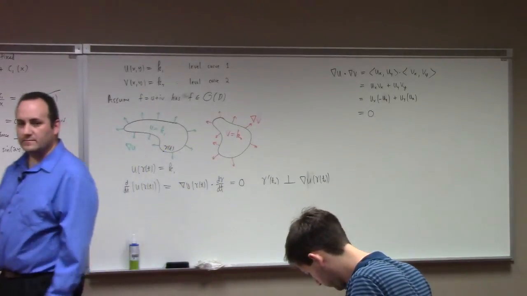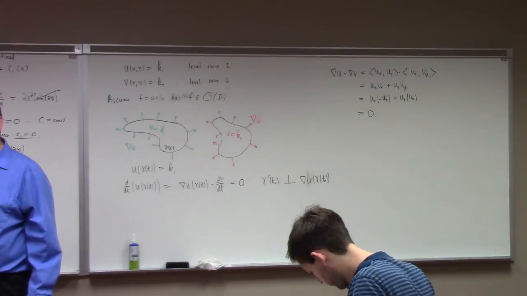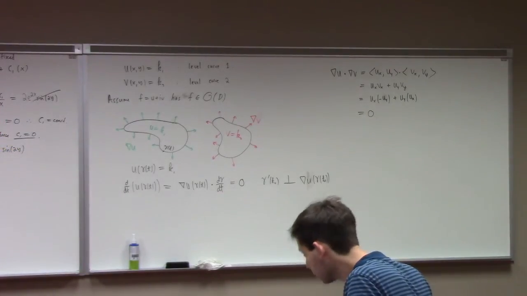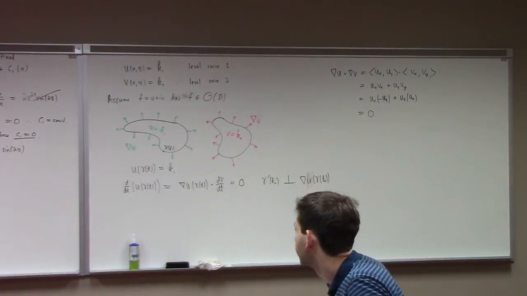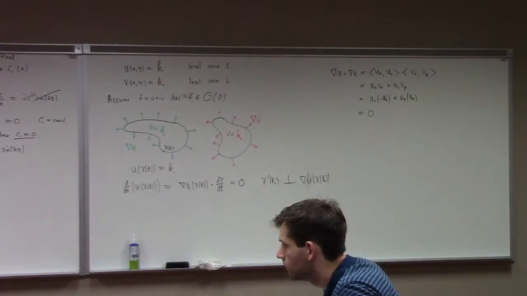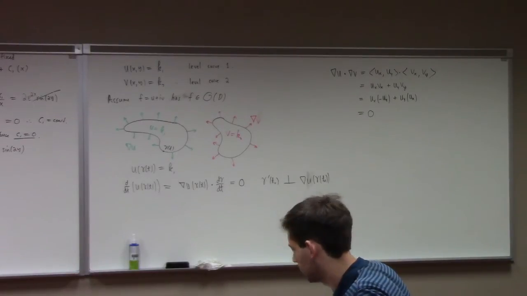They're orthogonal. So if you look at the level curves of harmonic conjugates, u and v, they meet perpendicularly. Assuming what? I mean, there is an exceptional case here. What if the derivative is 0? Then I really can't conclude that.